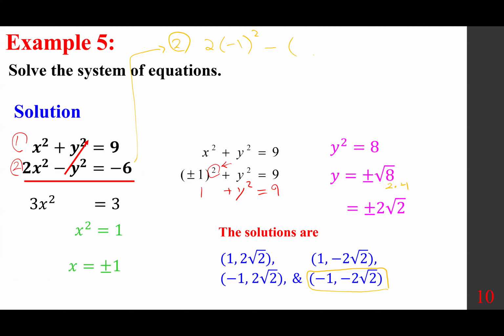minus y squared, which is negative 2 square root of 2 squared, is this equal to negative 6? And I have a question mark because we are checking. So negative 1 squared is 1 times 2. This becomes 2. As you see, if you reverse the process, you get 8 here, right? So this is minus 8, and it's equal to negative 6, and it checks. So you really should check your work. It doesn't take long, everybody.